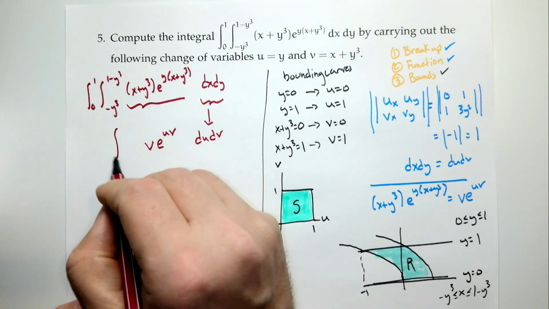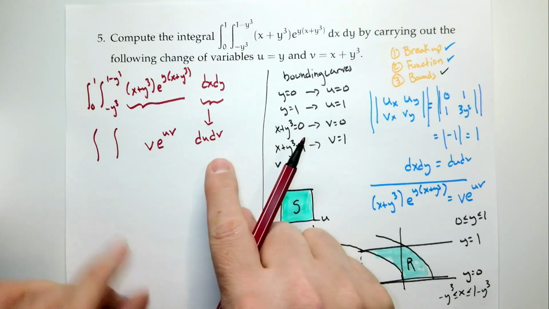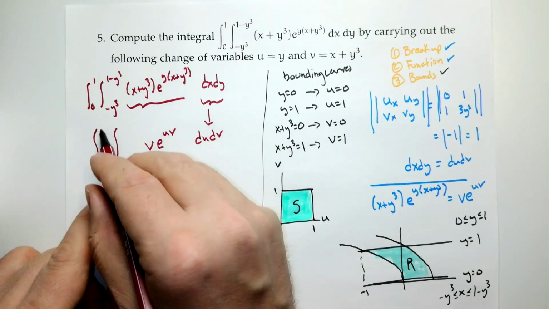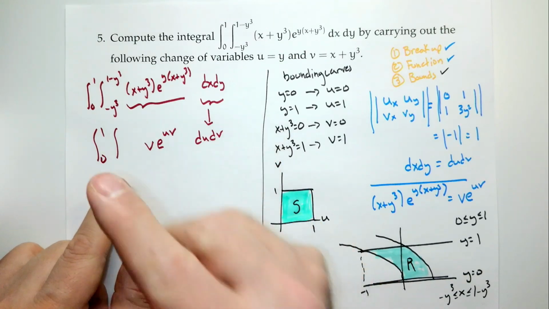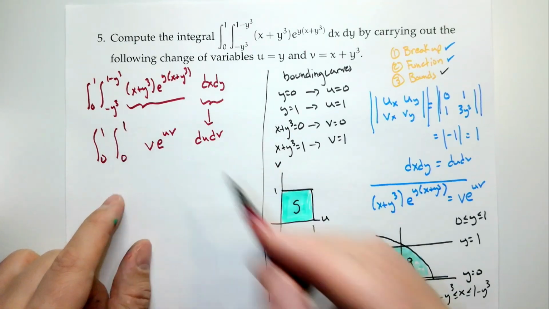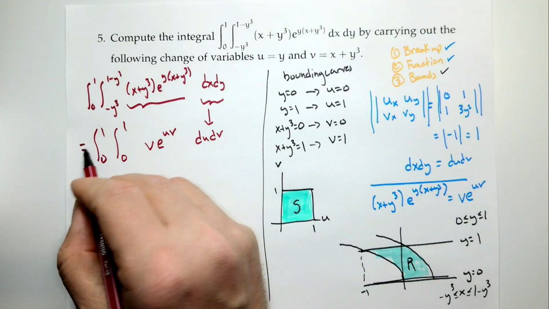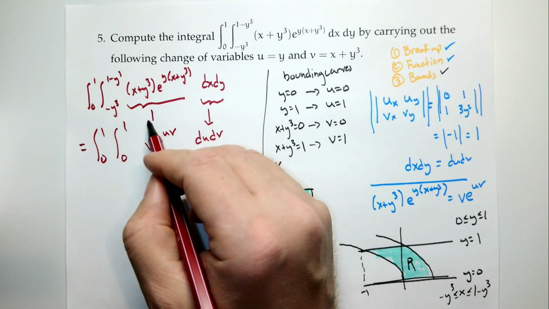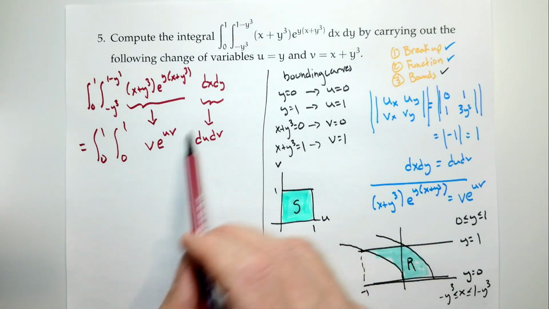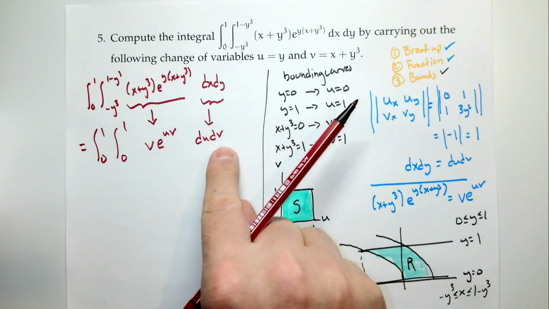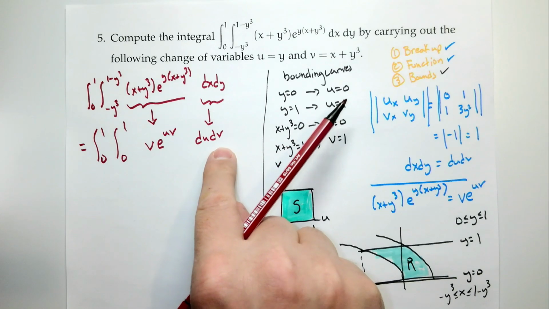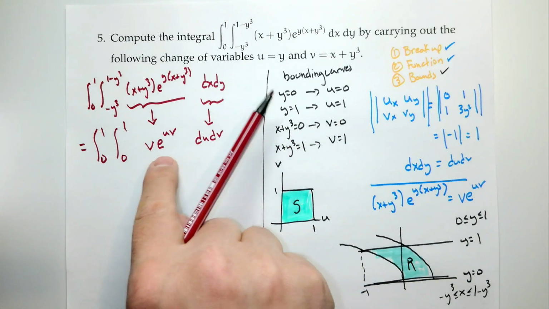And what are our bounds? Well, v goes 0 to 1, and u goes 0 to 1. Now, did we make a good choice? When I say did we make a good choice, there's really only one place we could have chosen. Should we do du dv or dv du? Well, it looks like we got lucky.